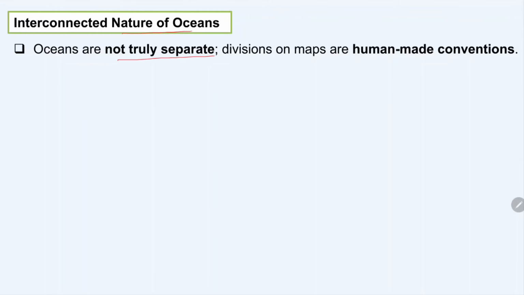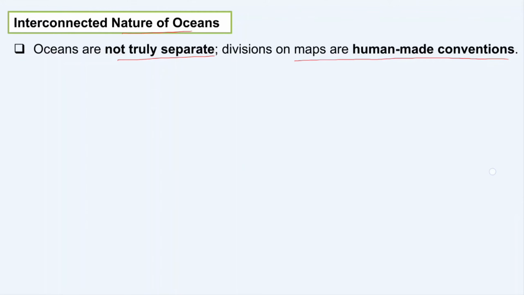Oceans are not truly separate. These oceans are not truly separate. Divisions on maps are human-made conventions. So we can see there is a Pacific Ocean, an Atlantic Ocean, and an Indian Ocean, but these are all human-made. Actually these oceans are not separated. The whole of these oceans is one ocean only. We can say they are all interconnected.